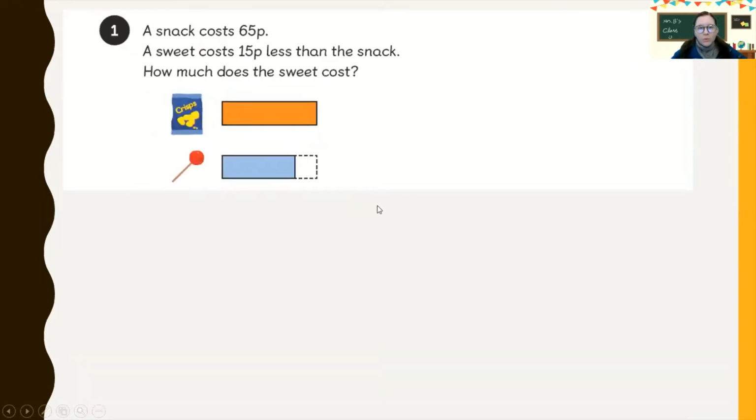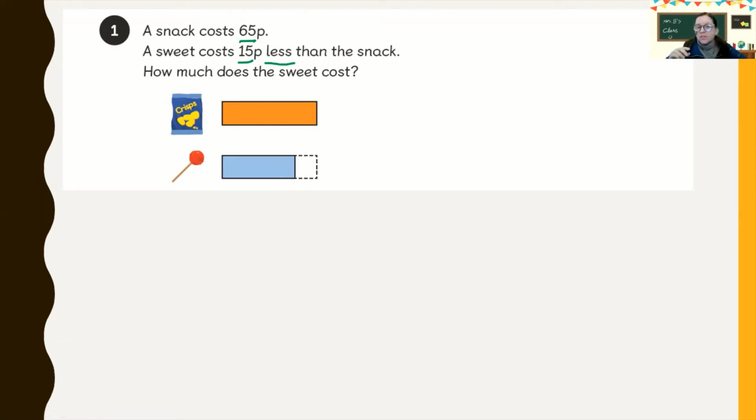Okay, we've got lots more of these today, so let's have a look at these together. A snack costs 65p. A sweet costs 15p less than the snack. How much does the sweet cost? Now, the key thing you need to look for when you're doing these questions, because you might think, oh, there's so many words, is the numbers. It might help to underline them, especially in your tests. So you've got the numbers, and less is the key word here.